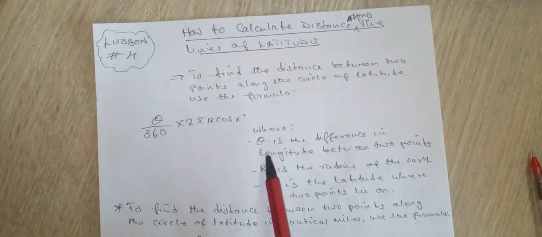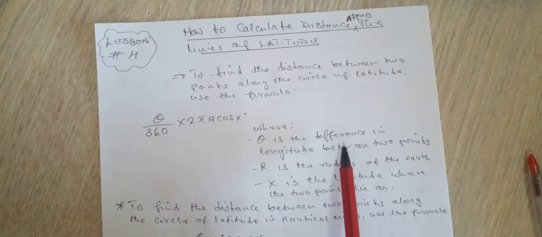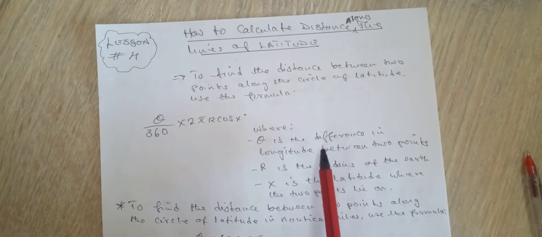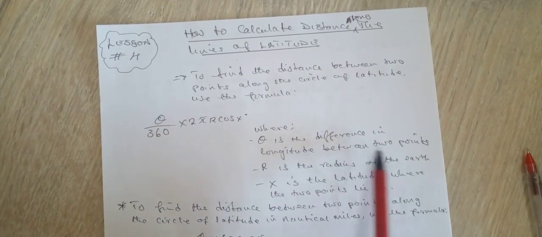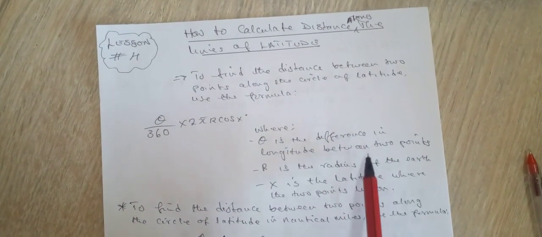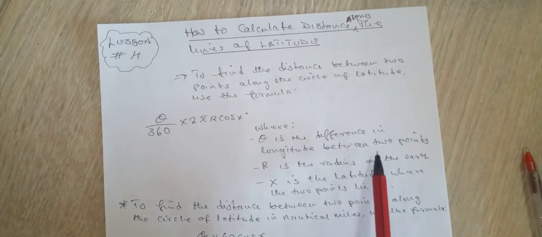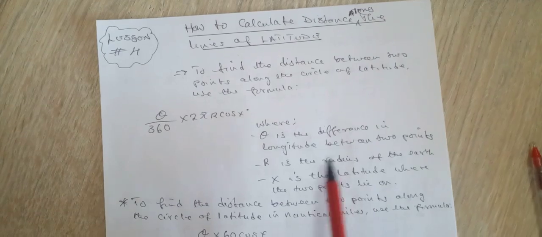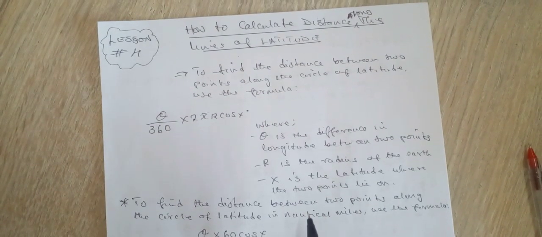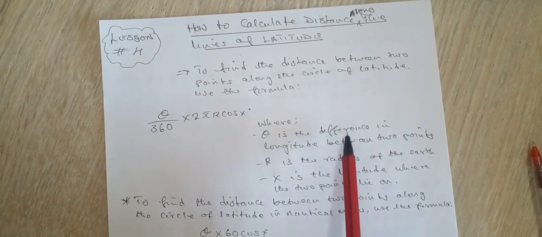Now, remember how to find the difference. In lesson number 1, we talked about how to find the difference: if the places you want to find the difference between lie on the same hemisphere, you subtract. But if they lie in different hemispheres, you add the angles they lie on. So that is how you find the difference.